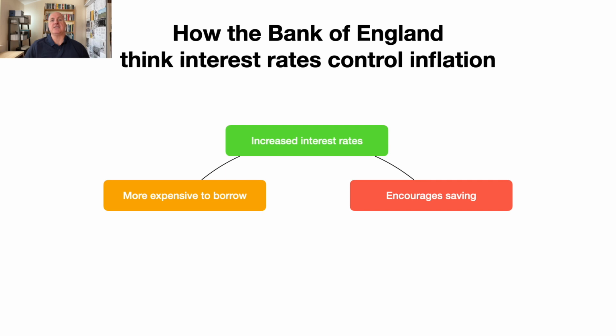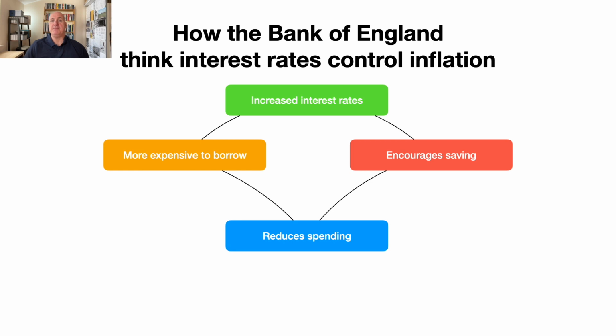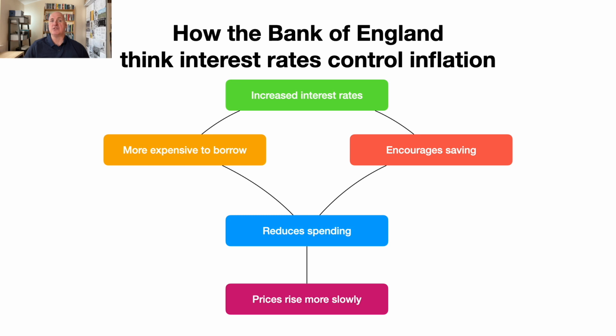So why does the Bank of England use interest rates almost exclusively to control inflation? I think it's useful to set out the rationale of what the Bank of England believes and what happens when they increase the interest rate. In economics, this is called the transmission mechanism, the way in which an increase in interest rate is transmitted through to prices. A higher interest rate makes it more expensive for people to borrow money, and at the same time it encourages people to save. So overall, the idea is that people will spend less. And if people spend less on goods and services, the price of those things will tend to rise more slowly. So inflation, the increase in prices, will be reduced.